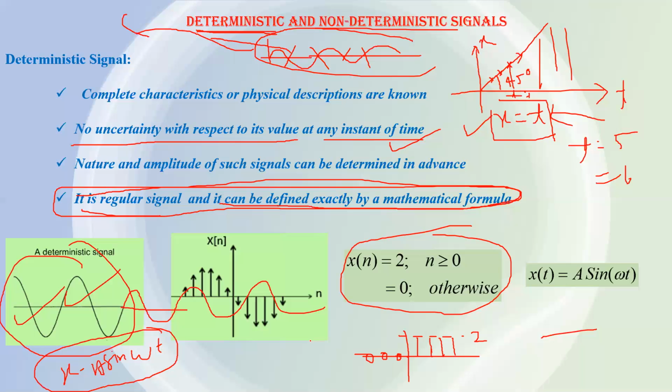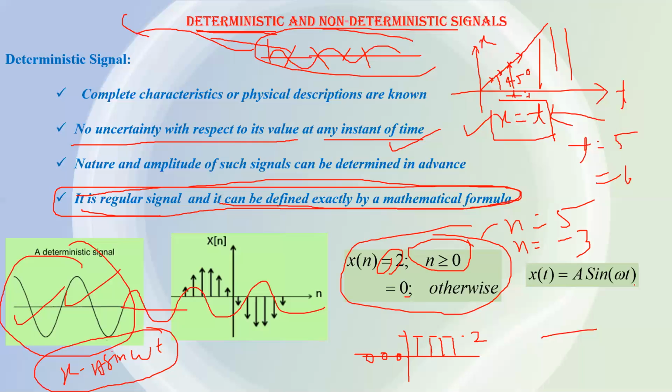So its characteristic is clear. You can determine strength of signal at any value of n. What is the value of the signal when n equal to 5? The strength of the signal is 2. What is the value of strength of the signal when n is minus 3? It is less than 0, so its value will be 0.